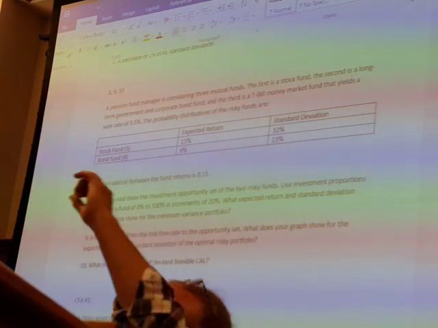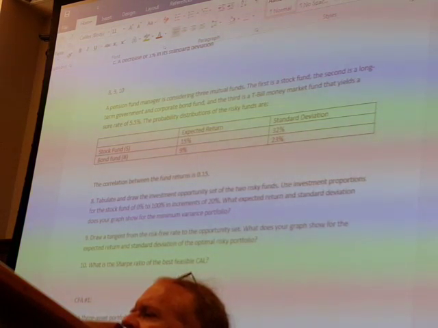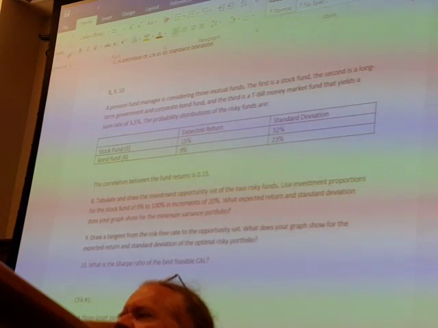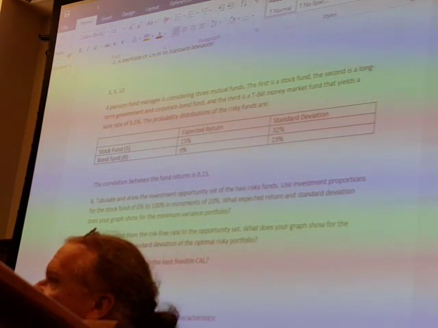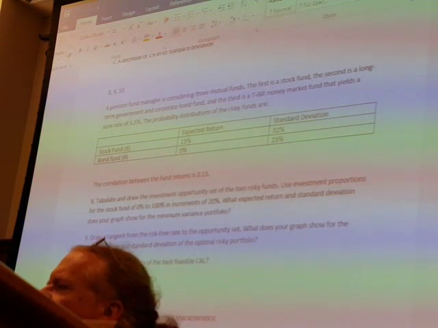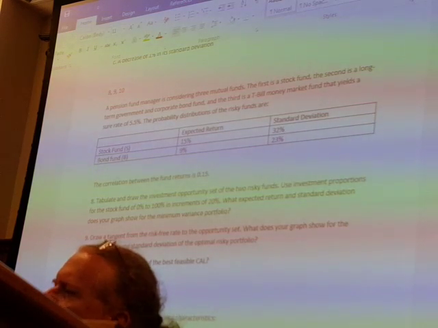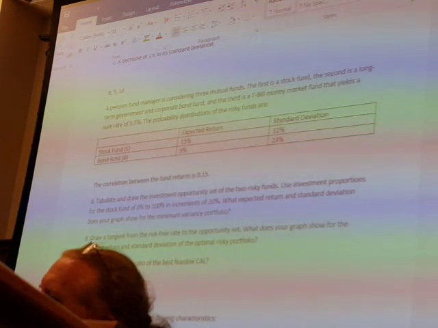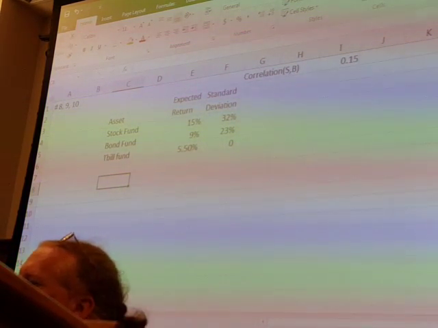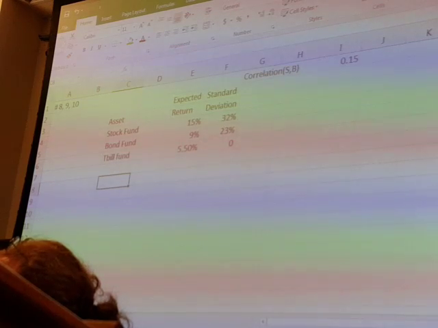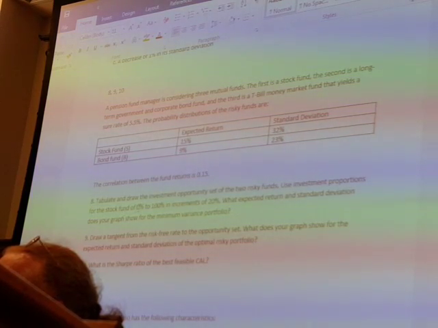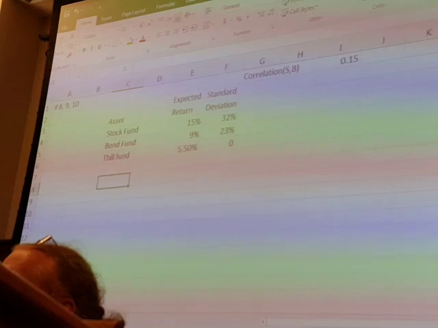Okay, now, what we want to do is tabulate and draw the investment opportunity set of the two risky funds, use investment proportions for the stock fund of 0% to 100% in increments of 20%. And so, what expected return and standard deviation does your graph show for the minimum variance portfolio? Let me make this bigger so I can see that better. Okay, so first one would be 0% stock fund and all bond fund.